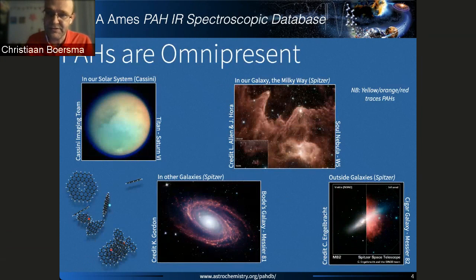The infrared spectral signature of the class of chicken wire-shaped molecules known as PAHs is omnipresent throughout the cosmos, and J.D. Smith alluded to that as well. And as the images here demonstrate, this signature is observed from solar system objects, from many interstellar medium sources, from galaxies as a whole, and even outside galaxies. And some of these pictures are truly gorgeous.